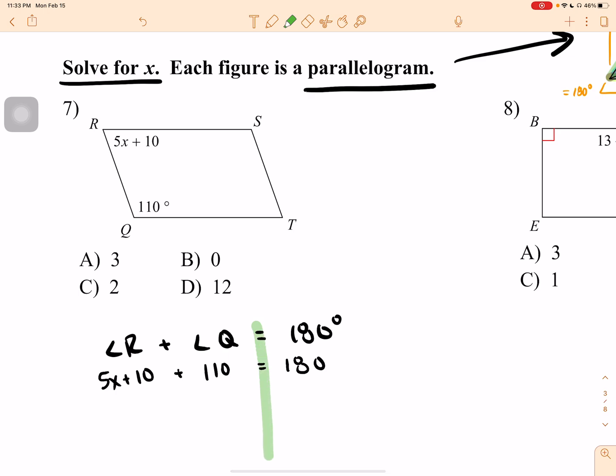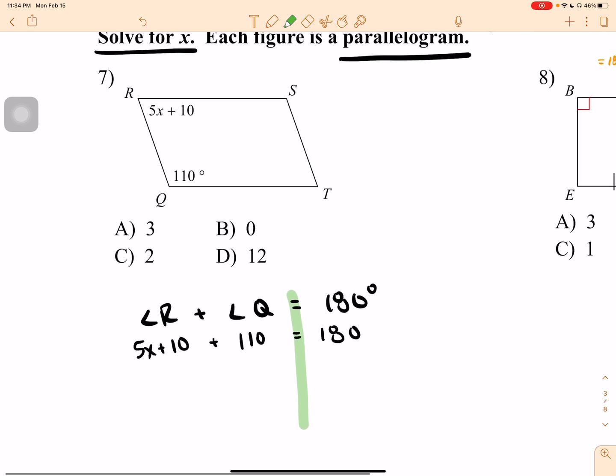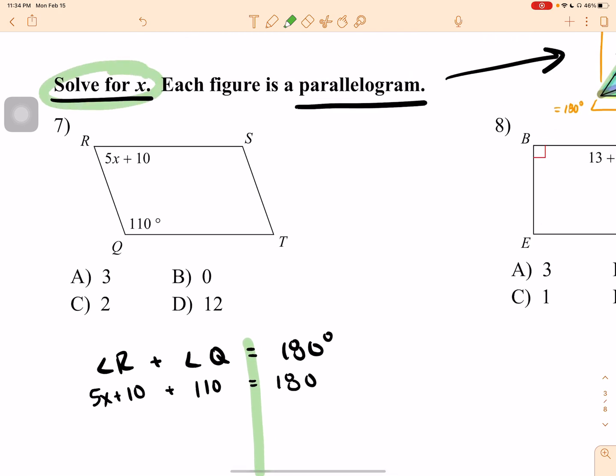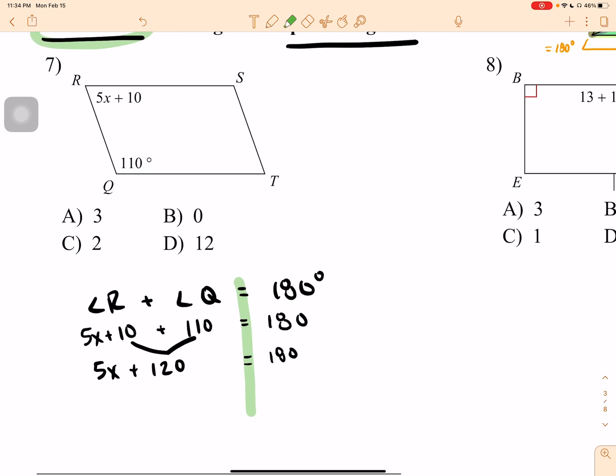So now I know that I can combine like terms and solve for x. And then that'll give me the answer because it only asks me to solve for x here. That's it. It doesn't ask me for the actual measurement. But if you were to want to figure it out, you could even set up an equation that says 5x plus 10 equals 70, because 110 plus 70 is 180. But that's basically what we're doing here. So 10 plus 110 is 120. Bring down that 5x, 180. So now we can subtract both sides by 120.